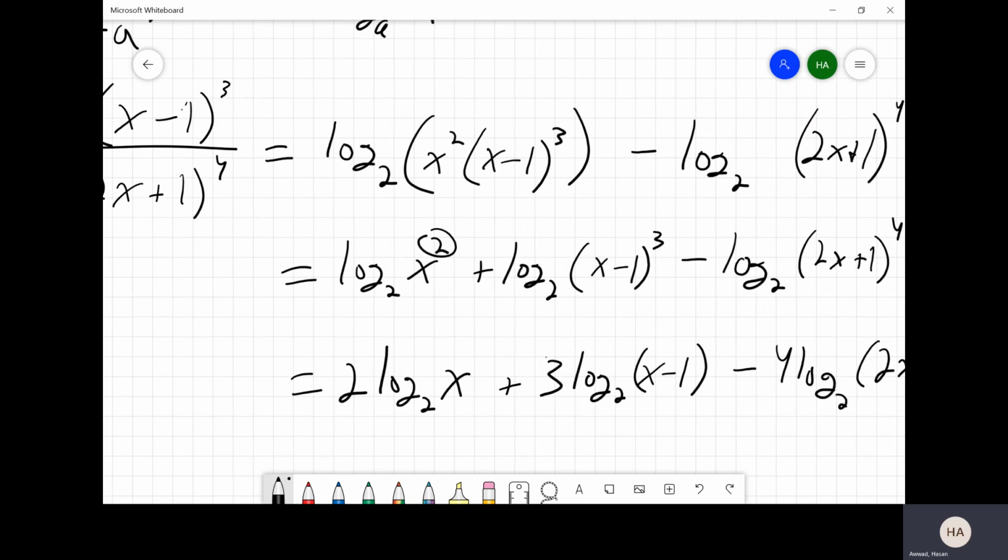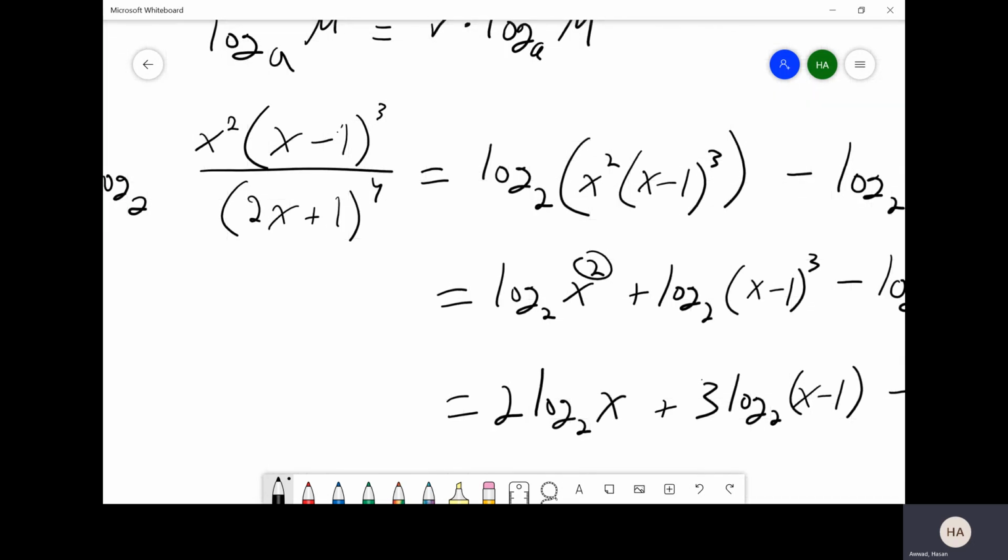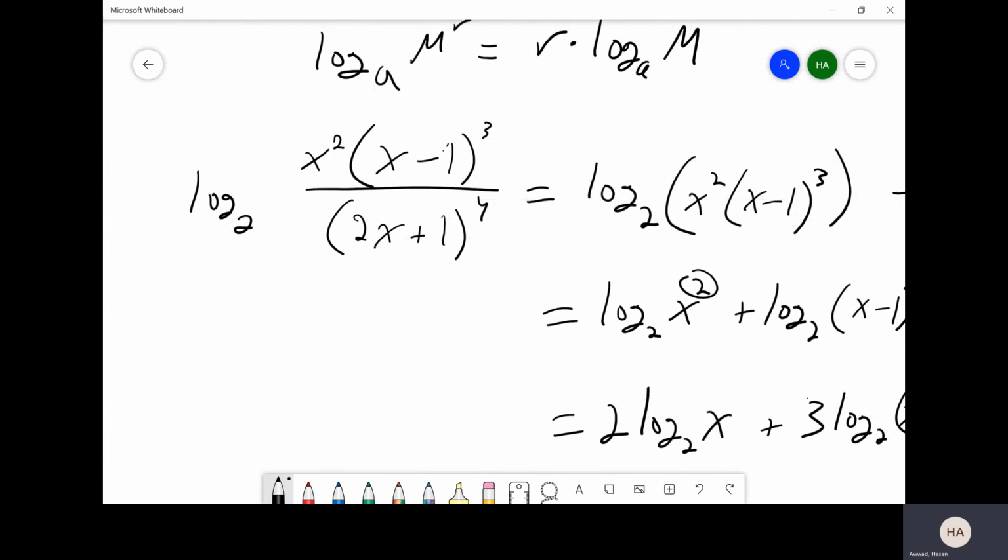So understand where we started, right? We started with one single logarithm, and we had multiplication and division going on, and this was kind of a mess, right? We had a bunch of x's, a bunch of exponents. How do you really handle this? The way that you handle this is you just try to break it down one piece at a time.